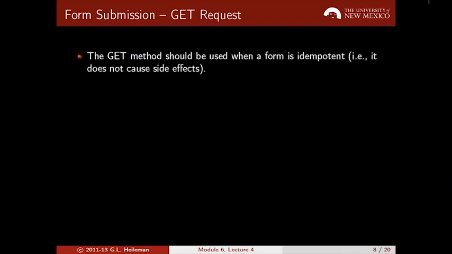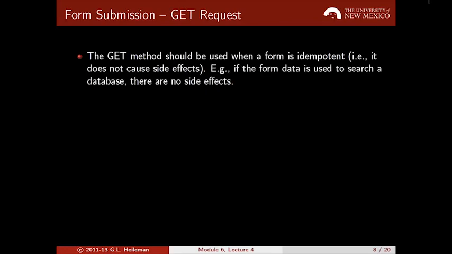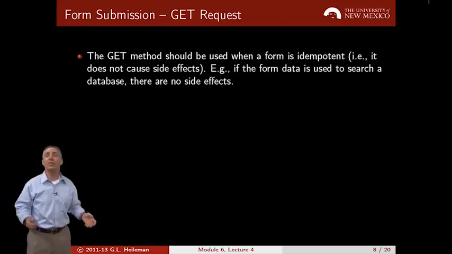The get method should be used when a form is idempotent. In other words, if the form is not going to create side effects on the server, you should use the get method. If the form is used to search a database, for example, it's not producing side effects, so it's appropriate in this case to use the get method.